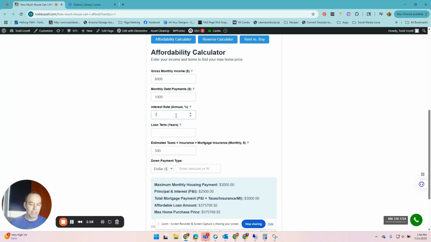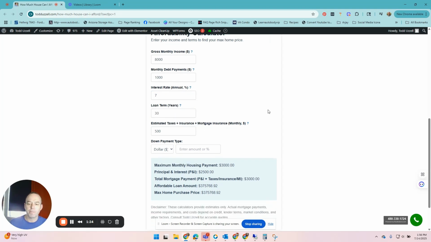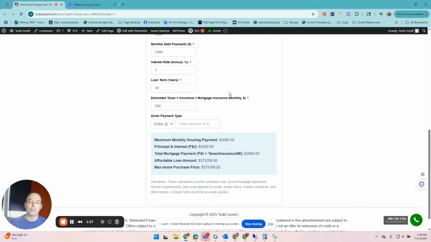Interest rate, today's rates, we're going to say 7, could be 6.5, but you can always tinker with this and see what kind of a difference it makes. Standard loan term is 30 years. Estimated taxes and insurance is going to include property taxes, homeowners insurance, and mortgage insurance, assuming you're not putting 20% down. And for this example, we will not be. $500 is pretty close. Like I said, it might be $400, it might be $600, depending on where you live or what homeowners insurance you have, things like that. But for this example, $500 is going to be a pretty good number.